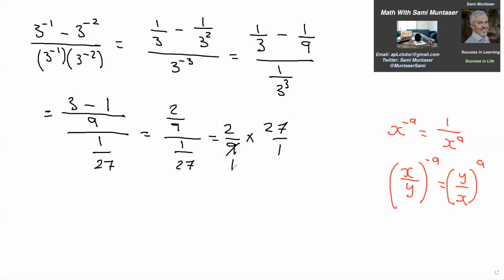9 goes into itself once. It goes into 27 3 times, so reducing fractions. And then you have 3 times 2 is 6 over 1, and you don't have to write that over 1 in this case. Okay, so let's move on to the next question.